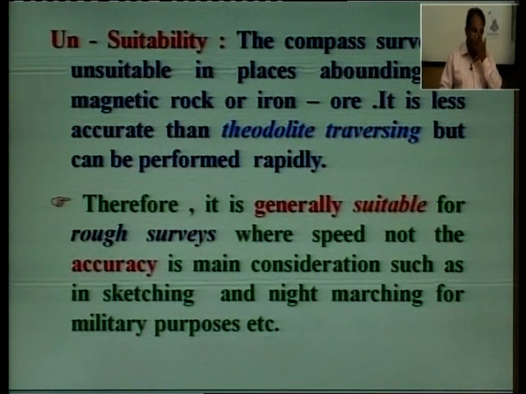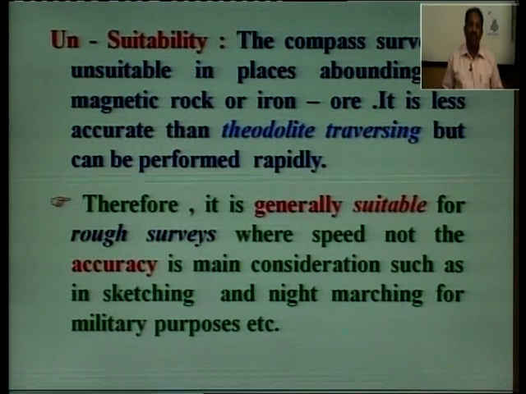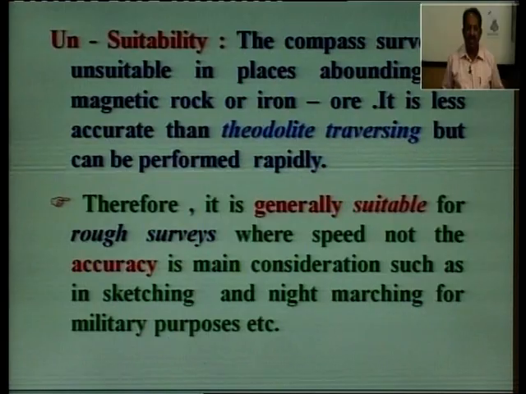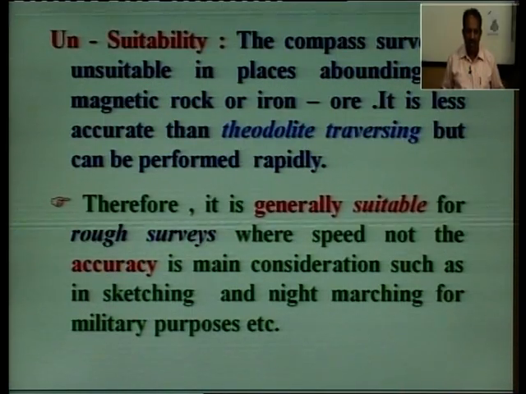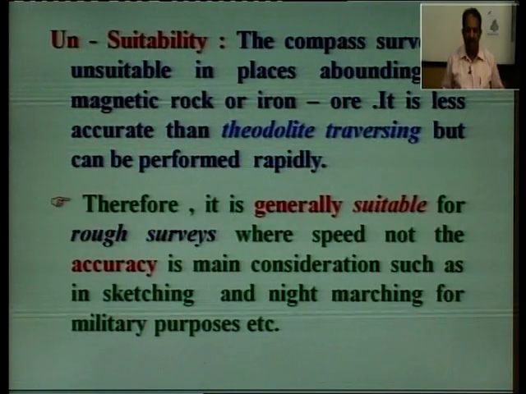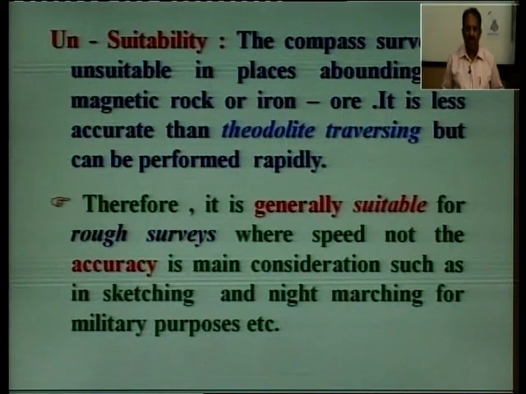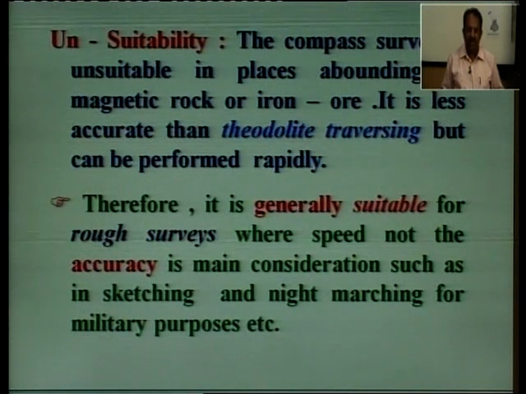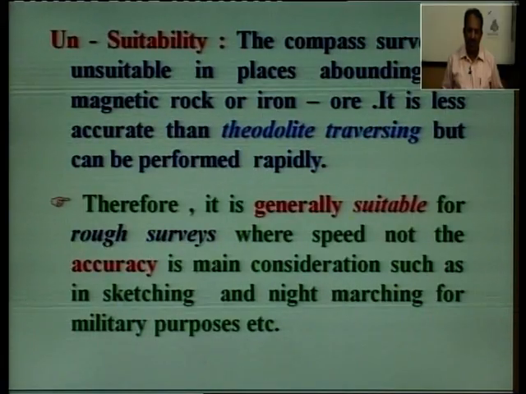Now, the unsuitability of the compass survey. The compass survey is unsuitable in places abounding in magnetic rock or iron ore, where iron ore is present beneath the ground in abundance. In those areas we cannot perform compass survey, because we use a magnetic needle which will be attracted by the rock or iron ore. So, we cannot perform compass survey due to magnetic rock or iron ore.